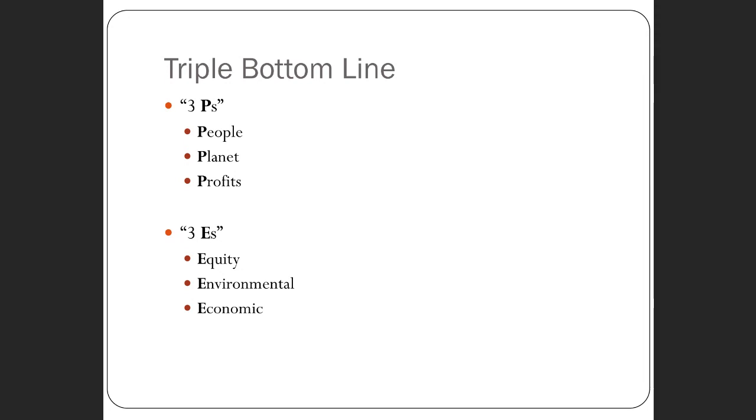We obviously are still concerned with profits, but in the 3 P's formulation of the triple bottom line, along with profits, we want to look at the people and the planet, right? We want to balance all those things. Or in the 3 E's formulation of the triple bottom line, we want to look at equity or fairness, environmental, and economic, right? So we're not looking at just one dimension, we're looking at multiple dimensions of things.